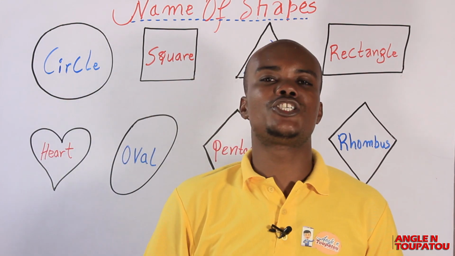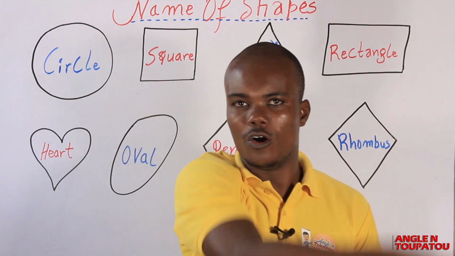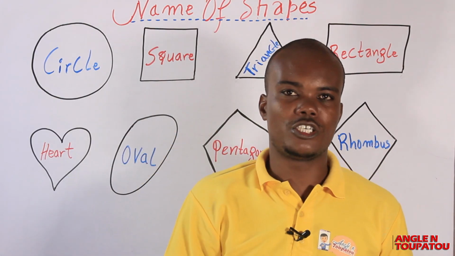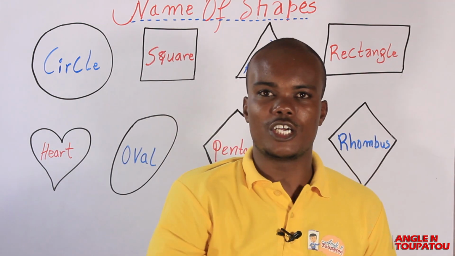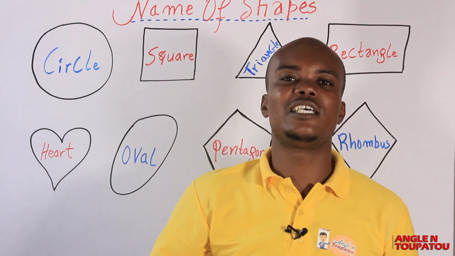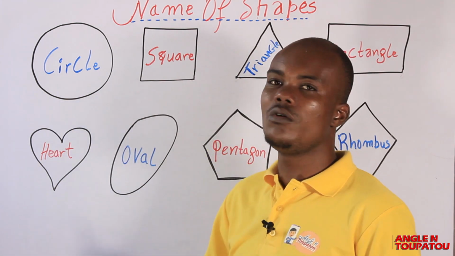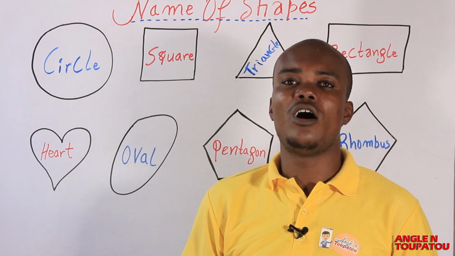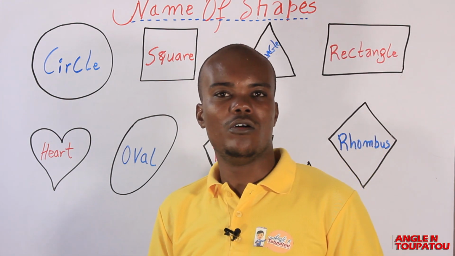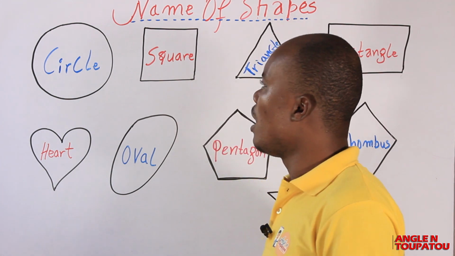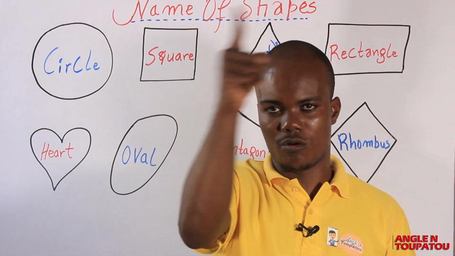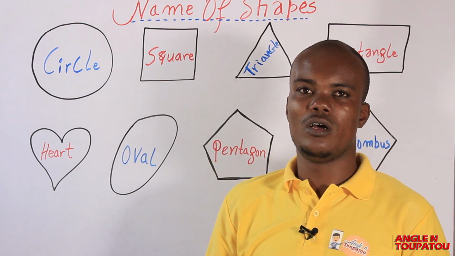This shape is a circle. You know, a circle is like that. Now you trace a circle like that. You trace a circle. A circle, se yon cercle. Circle. A circle. You know, a circle like this. We trace a circle. Nou trace yon circle.